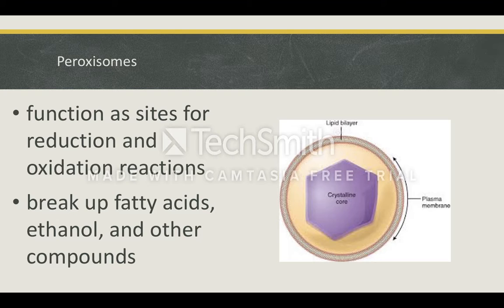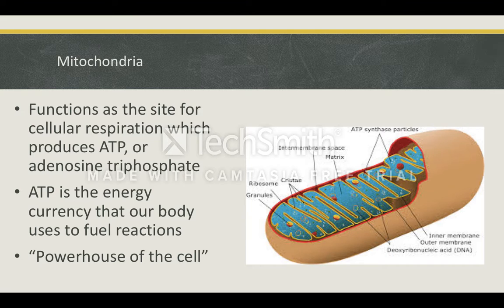Peroxisomes are the next organelle we'll examine, functioning as sites for reduction and oxidation reactions, breaking up fatty acids, ethanol, and other compounds. Up next is a very important organelle, the mitochondria. It functions as the site for cellular respiration, which produces ATP, or adenosine triphosphate. ATP is the energy currency that our body uses to fuel reactions, making the site for its production, the mitochondria, the powerhouse of the cell.